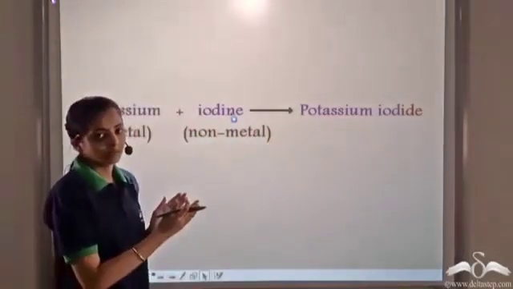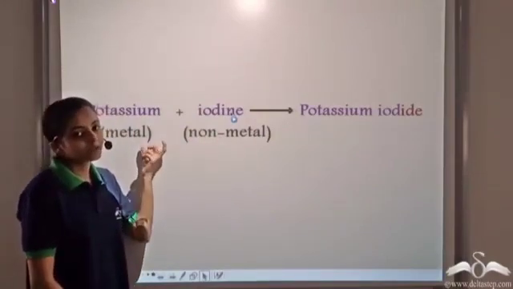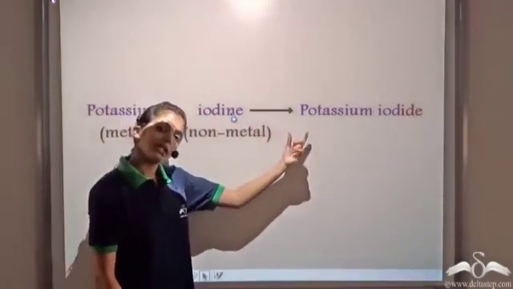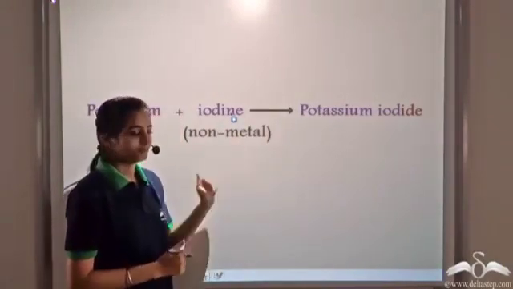So whenever we have a compound in which there is a metal and non-metal, how do we name it? We first name the metal and then the non-metal. The suffix "ide" is added to the non-metal.